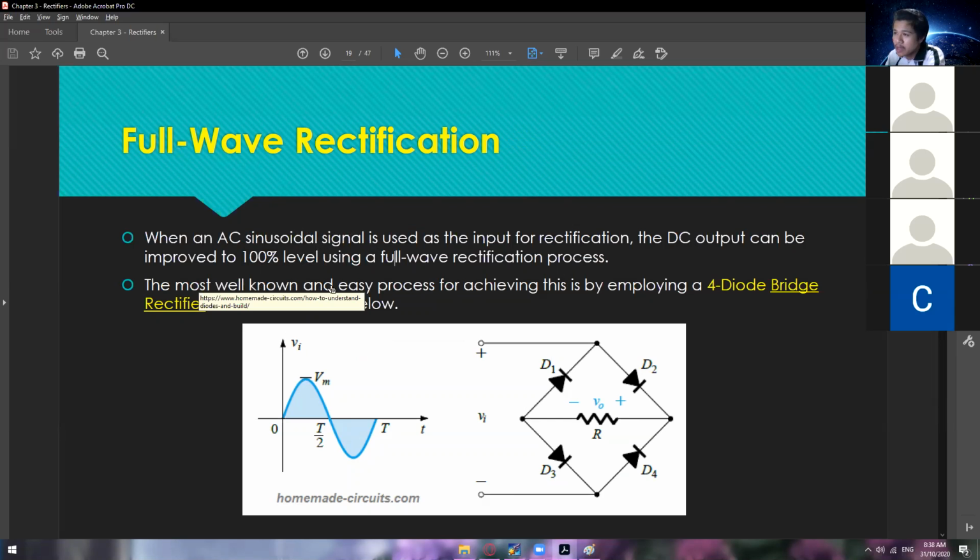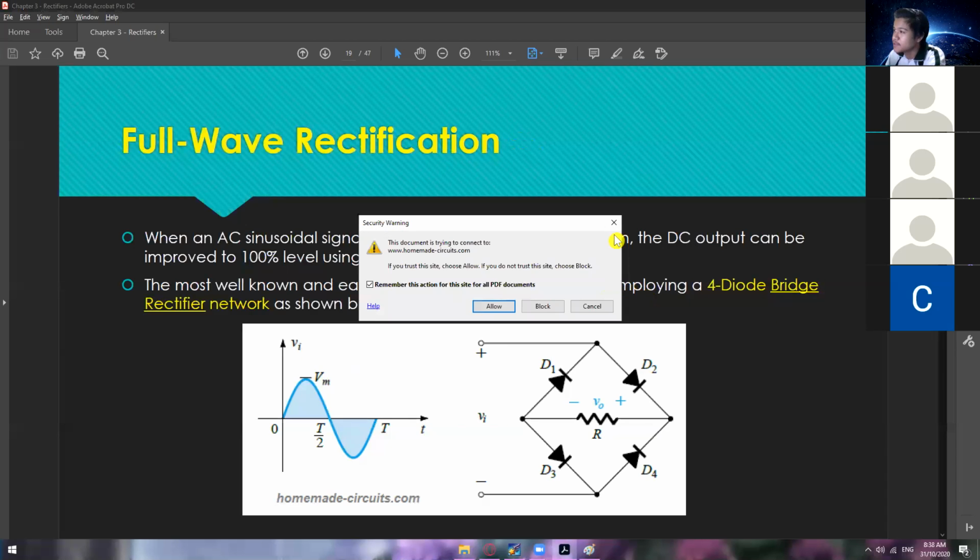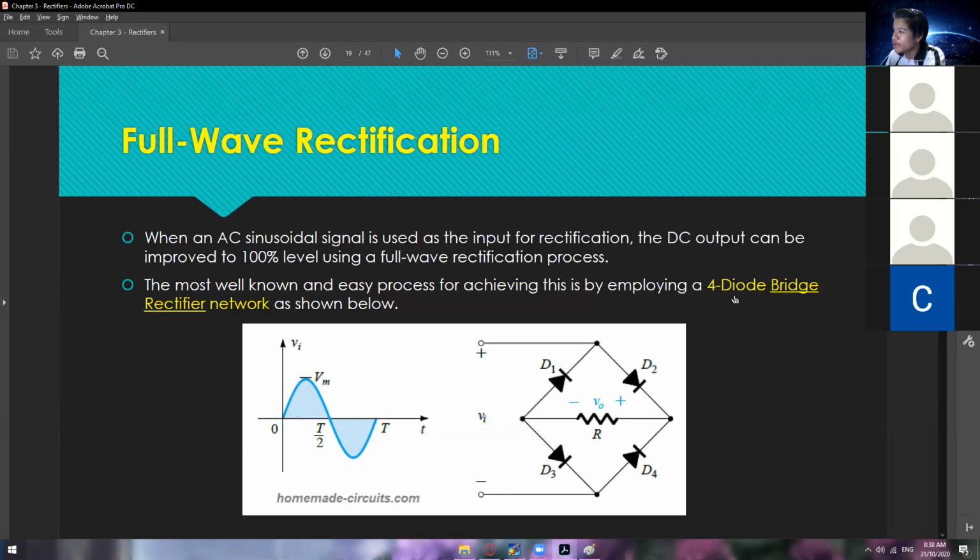So the most well-known and easy process for achieving this is by employing a four diode bridge rectifier network, as shown below. We have another full wave, which is the center tap, but the most ideal is the four diode bridge rectifier network. So from the word itself, four diode bridge rectifier, we have four diodes, and then the V sub O will be measured on the middle side, across our load resistor.